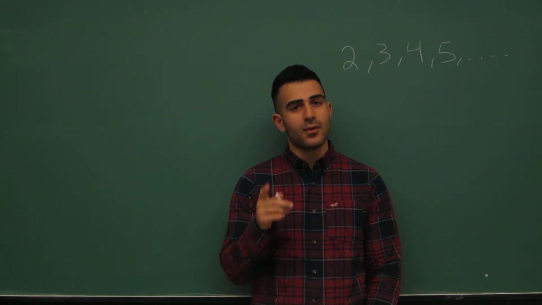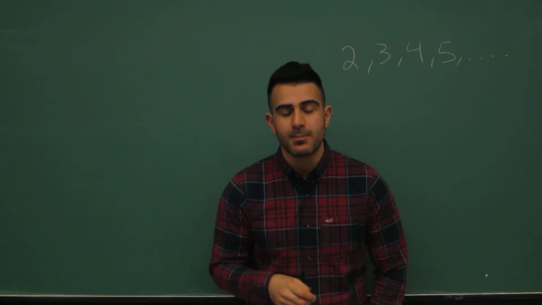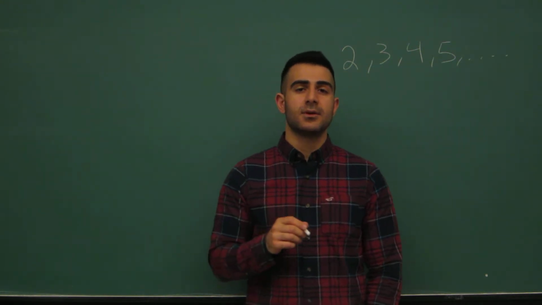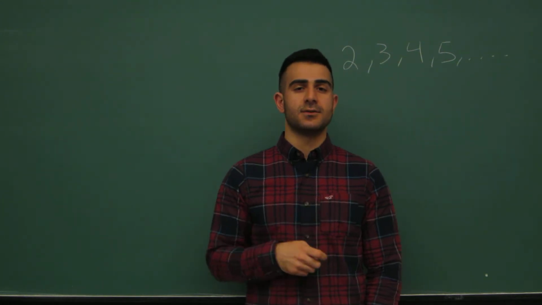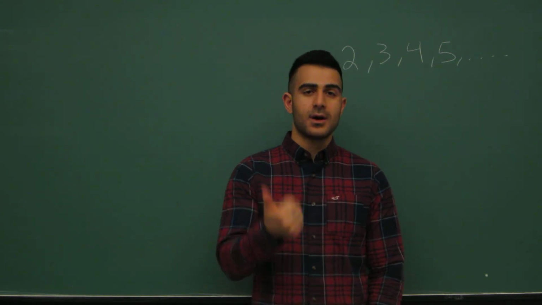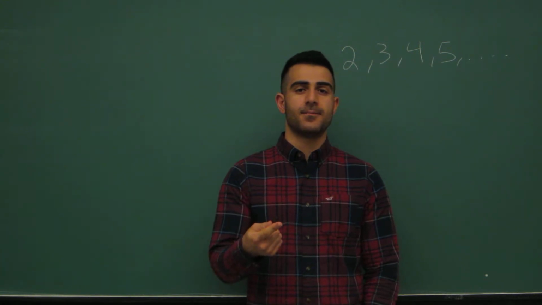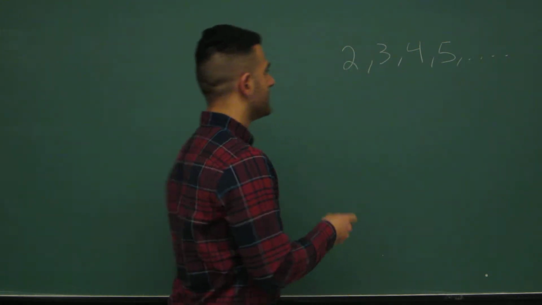First, let's start with what are prime numbers. A prime number is any number which only has 2 factors, and those factors are 1 and itself. Let's do an example.